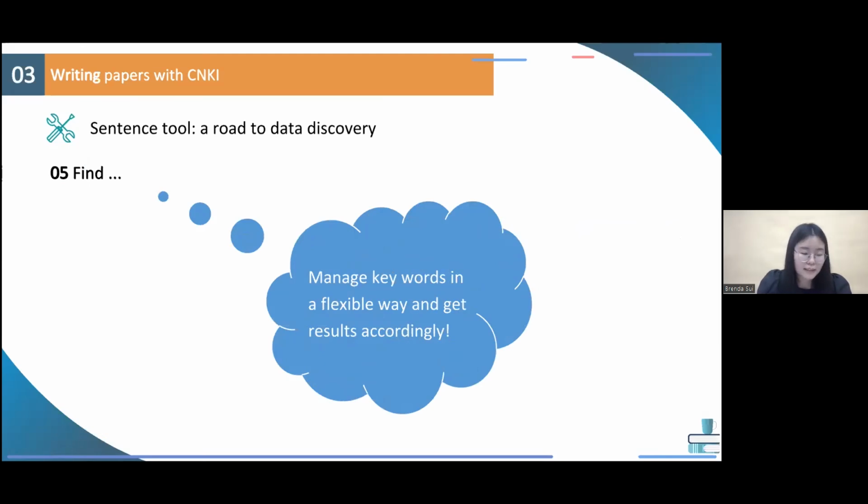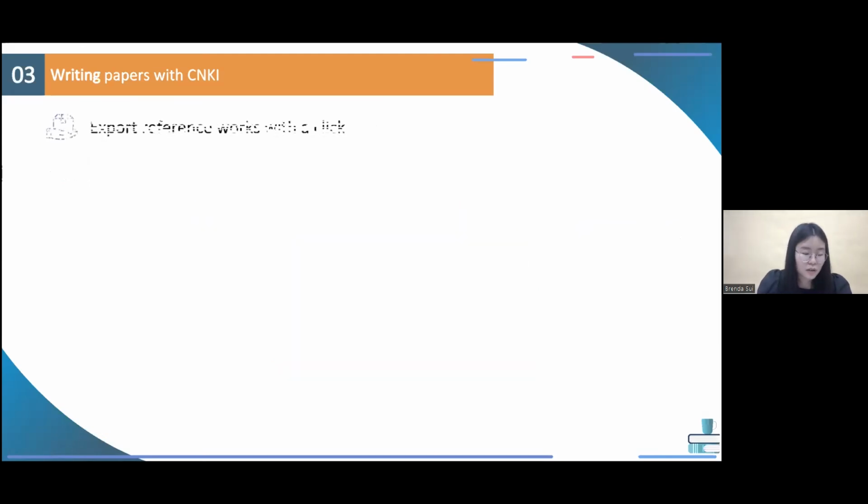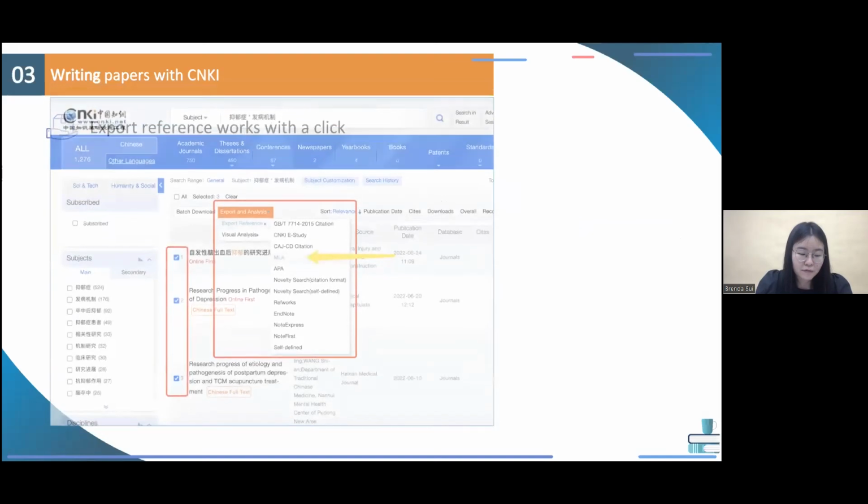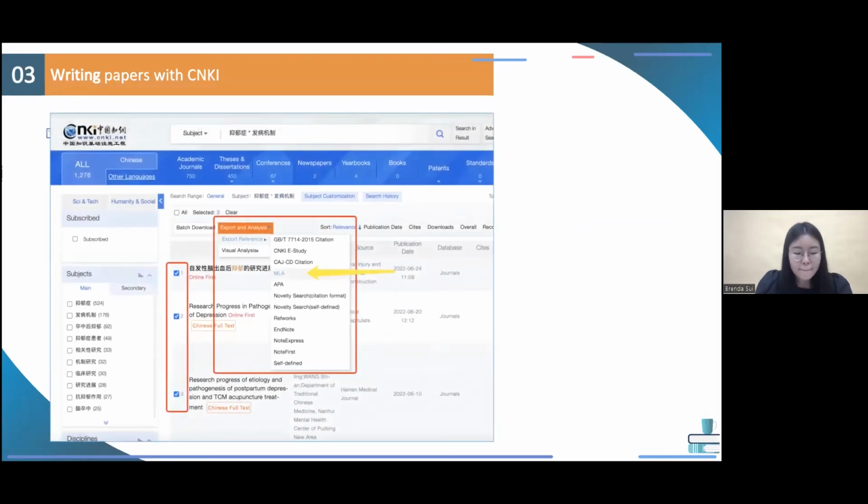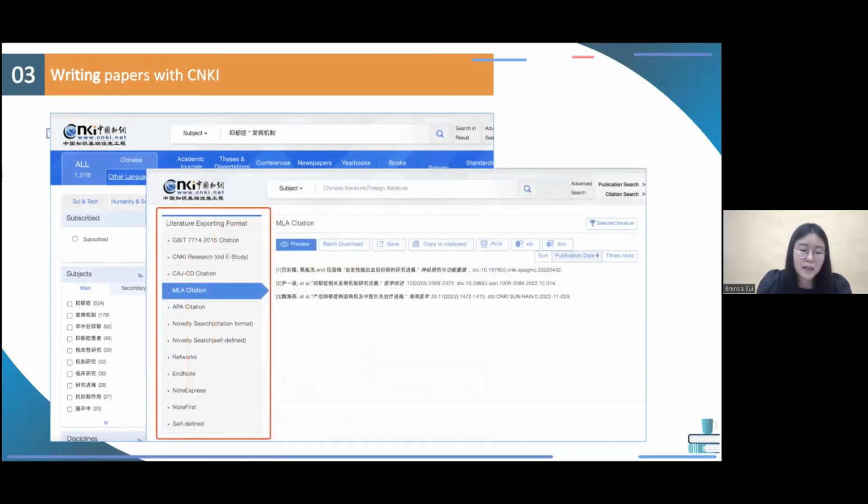Well, the following tool is much easier to use. Export references works with a click. For instance, I want to export the following papers as my reference works. I can just select them, and here, export analysis, I can choose export reference and choose the right format. And that's everything. Here, in this page, we can make adjustments and copy these references.